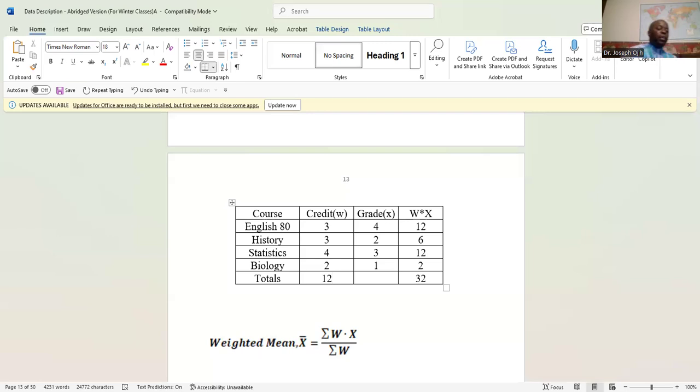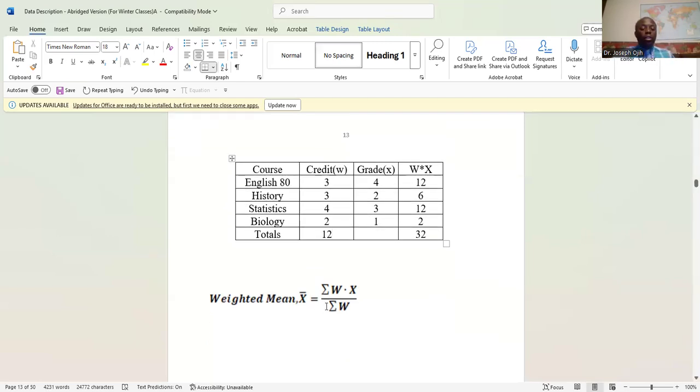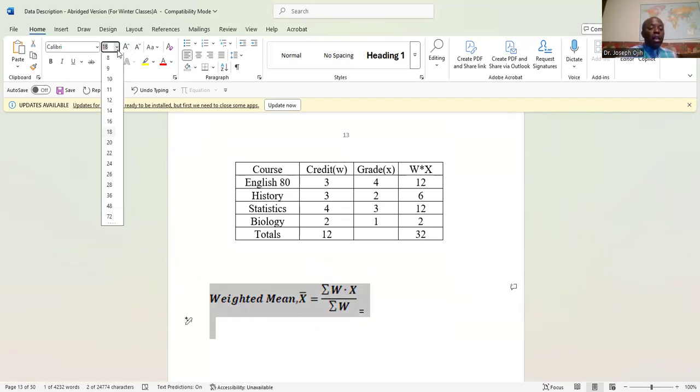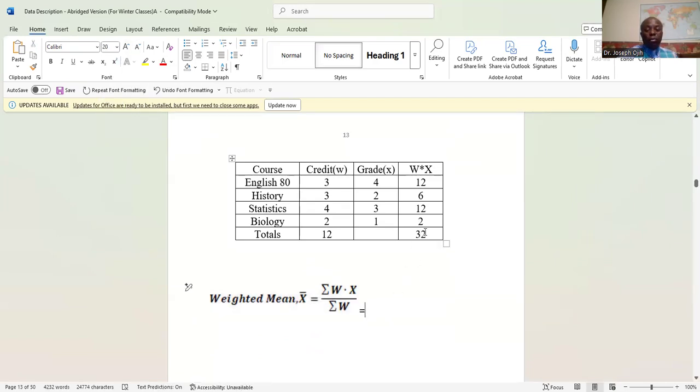So her GPA becomes the weighted mean, x bar, which is the sum of weight times x divided by the sum of the weights. We have the sum of weight times x as 32 right here. So we have 32 divided by 12, which is the sum of the weights. That will give us her GPA.